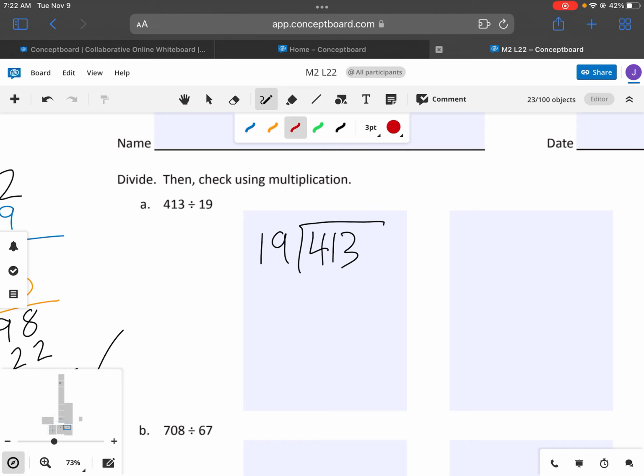Excuse me. The tip on my pencil keeps falling down. And that will help me with this tapping. All right, so let's do that again.